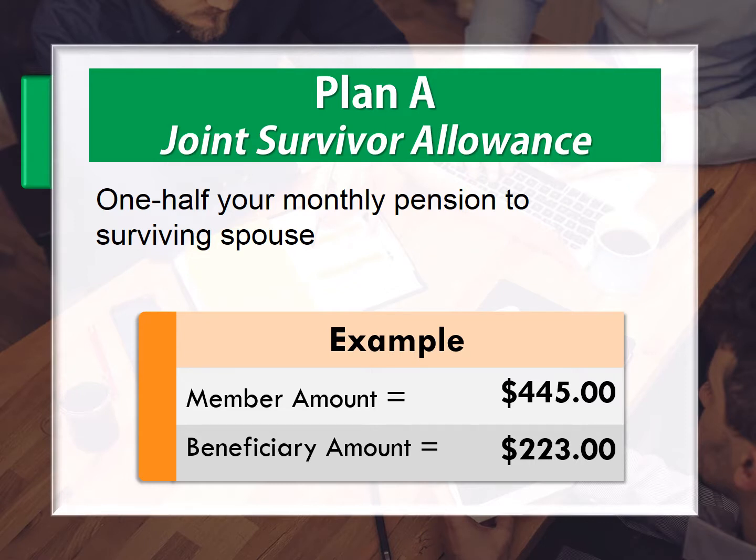Plan A is a joint survivor allowance plan. The example member amount listed here shows your monthly pension amount. Your spouse would receive 1/2 that amount upon your death. Plan A also allows your spouse to continue health care coverage with SCRS.